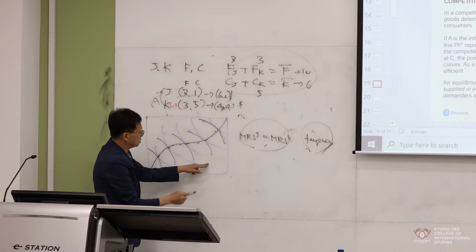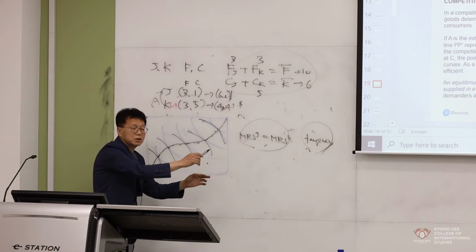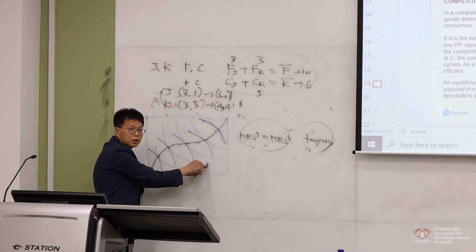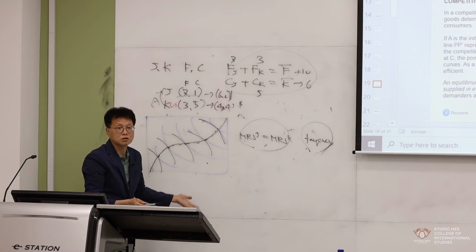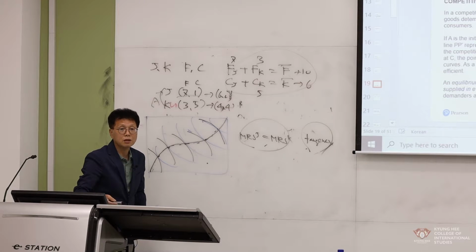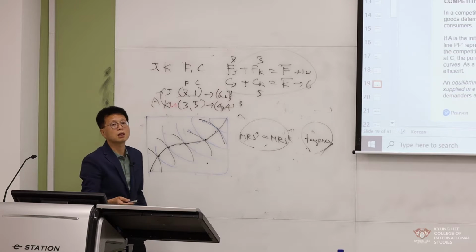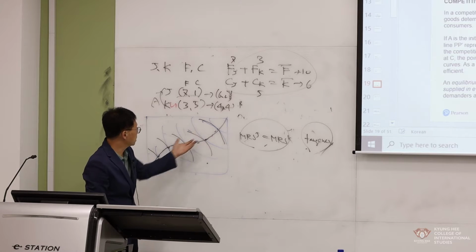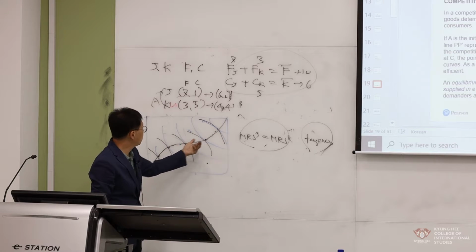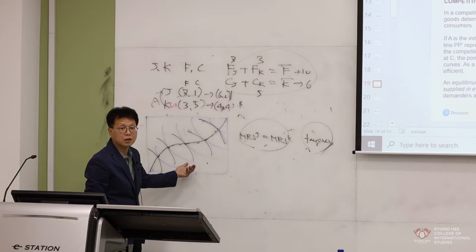Original initial point is here, from a transaction between two guys, right? We can move this point or this point or this point, every point on this edgeworth box. How? Bargaining power, right? Bargaining power of two guys or government decision, right? So we can move to any point on here, right?